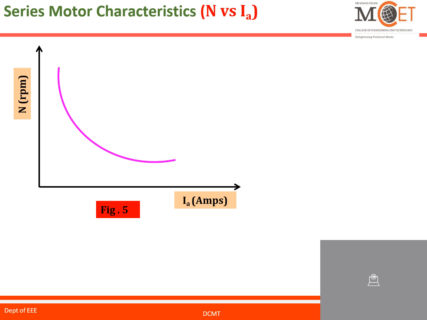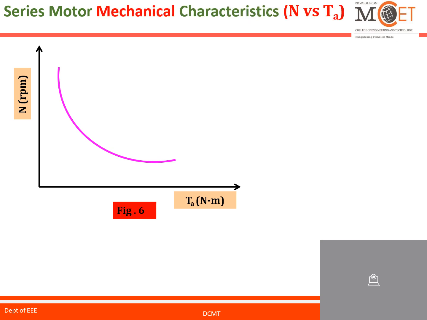From this graph we see that small changes in speed produce large changes in torque. Okay, so it will give good, excellent acceleration. Therefore, this type of series motor we can prefer in all electric traction and locomotive applications. Okay, then series motor mechanical characteristics.